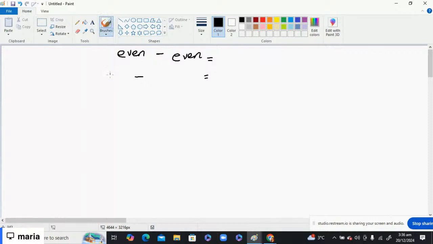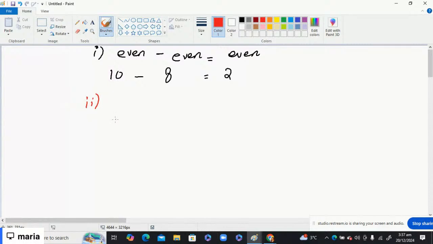Okay, let's do it here. 10 minus 8. The answer is 2, which is also even. This is the first rule: if you subtract two even numbers, then you get the answer even. Now for the second rule.